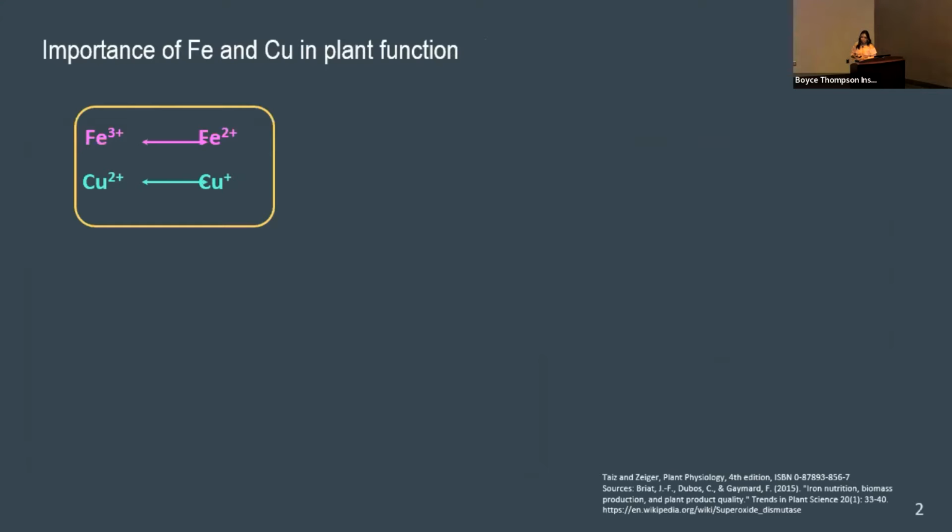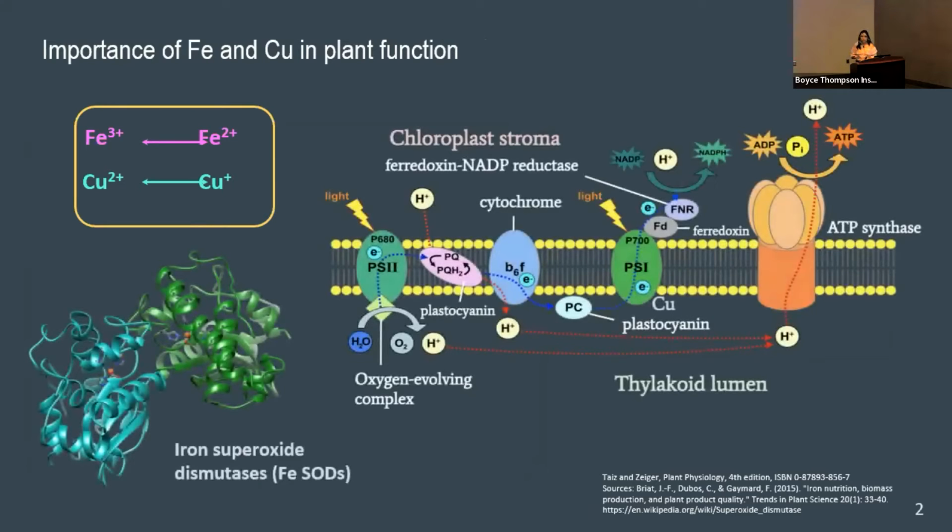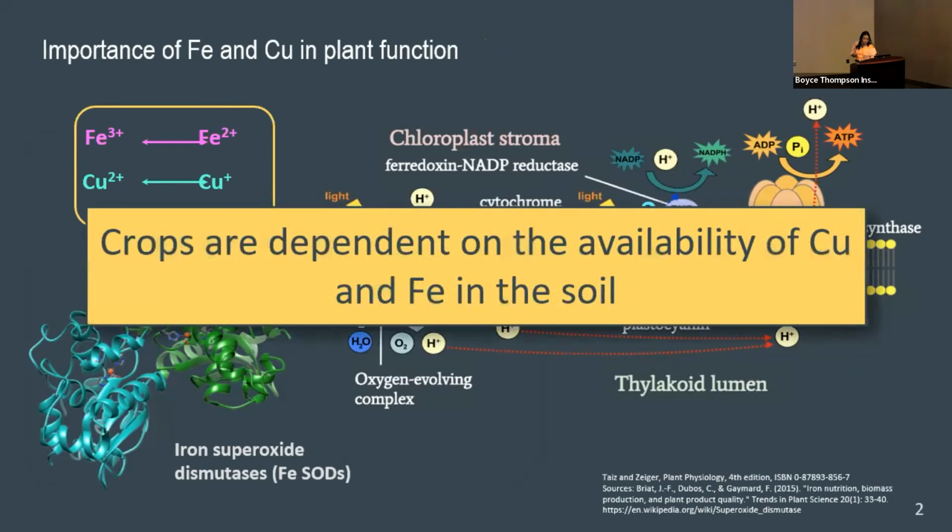So copper and iron are essential minerals for plant growth because they can easily switch between different oxidative forms, and this allows them to carry electrons to different parts of the cell and participate in electron transfer and any reduction oxidation reactions. So anything like photosynthesis and iron superoxide dismutases is where they would be needed. So plants are dependent on the availability of copper and iron in the soil.